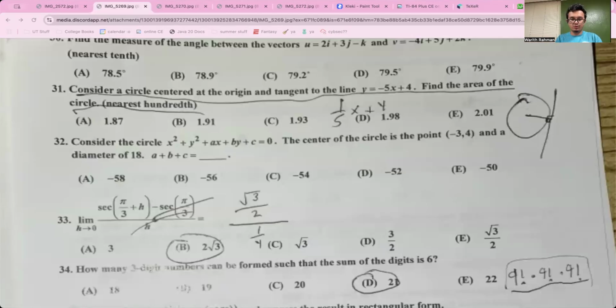We move some stuff over. We get x squared plus y squared plus 6x minus 8y, 9 plus 16 is 25, and 81 minus 25 is 55.